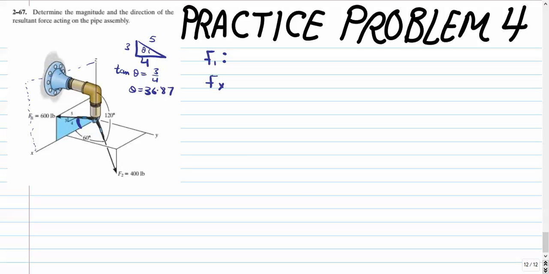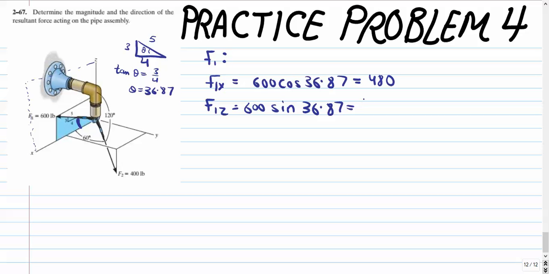So the component of F1 along the x direction is going to be equal to 600 cos of 36.87. This is equal to 480 pounds. Now, the component along the z-axis, we can simply do 600 sine of 36.87, and we get 360 pounds. Moving on to the force F2.